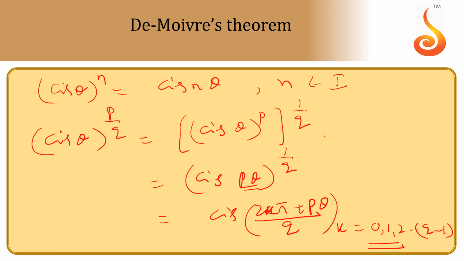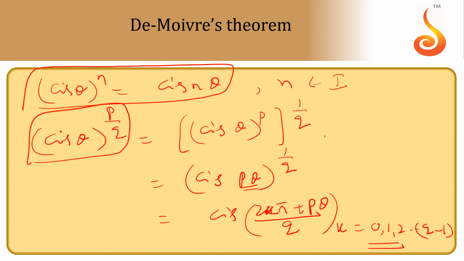This is de Moivre's theorem for any power, any rational power. If it is an integer, you will have only one answer. If it is rational, you will have q answers.